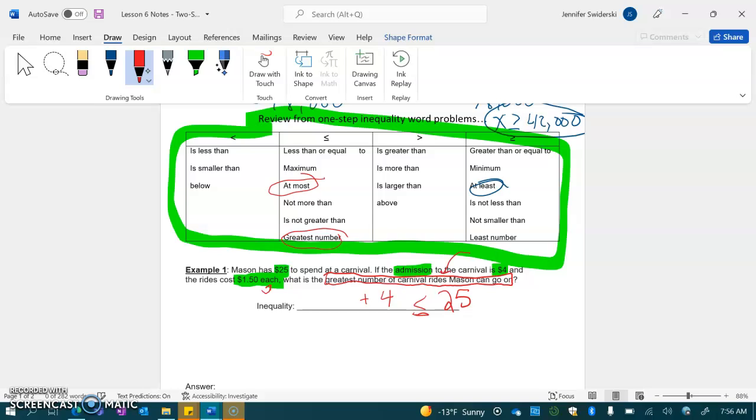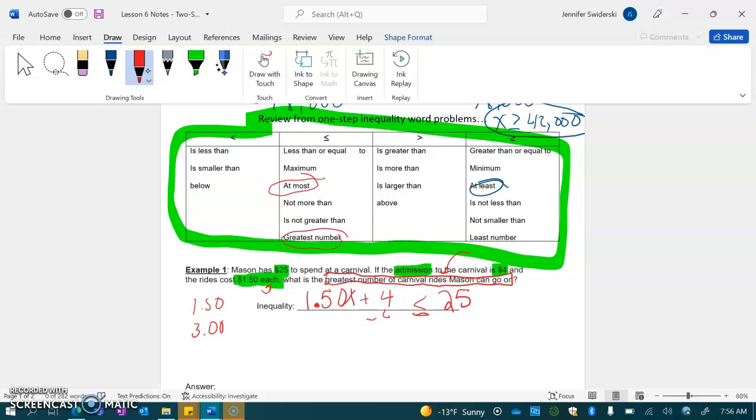Well, remember, $1.50 per ride. We don't know how many rides he goes on. So that means it's going to be 1.50x. Because remember, if he goes on one ride, it's $1.50. Two rides, he spent $3. What we're really doing is taking $1.50 and multiplying it by the number of rides he goes on.